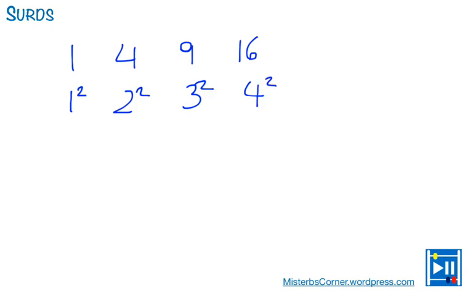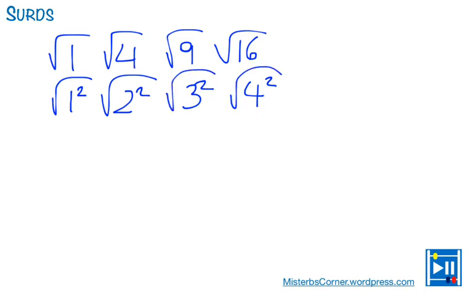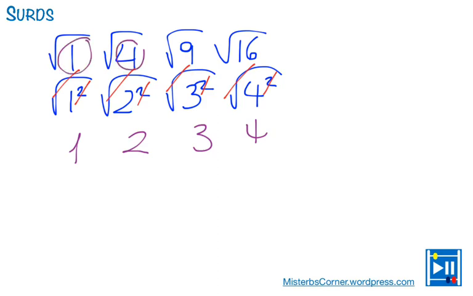Now, if you take the square root of these numbers, you always end up with an integer, because the square root and the square cancel each other out, and you get, as a result, 1, 2, 3 and 4. So you always get an integer because these numbers are square numbers, right?